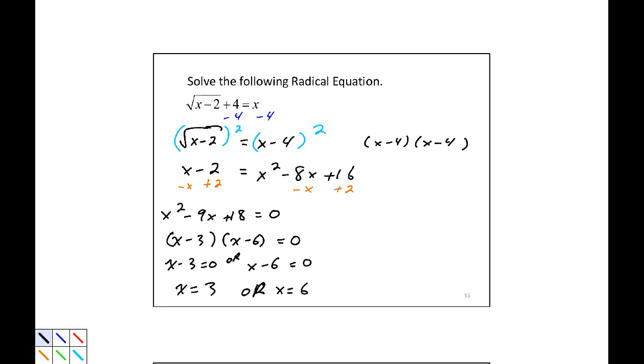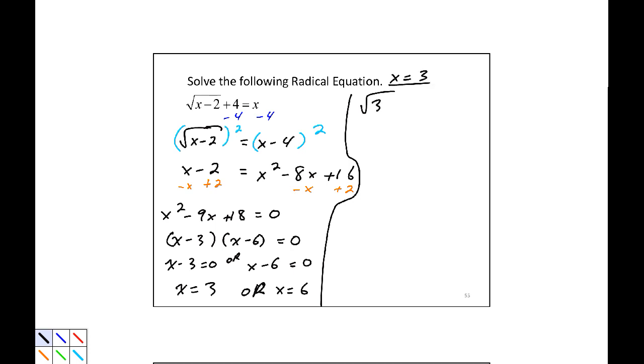Now I wish we could say both of those are definitely solutions, but we need to check them to tell. So erase that, and we'll check over here. We have the square root of, I'm going to first start with x equals 3. 3 minus 2 plus 4 equals 3, because that's what our x value is. The square root of 3 minus 2, that would be the square root of 1, so 1 plus 4 equals 3. That is not true. So x equals 3 is not a valid solution.